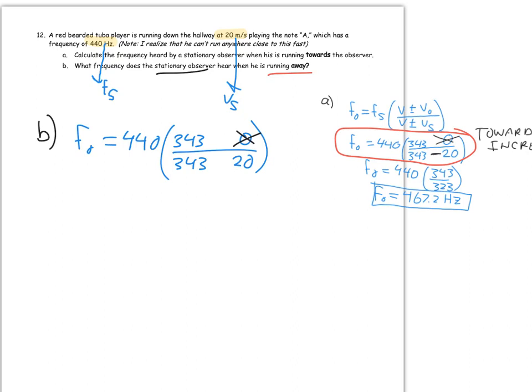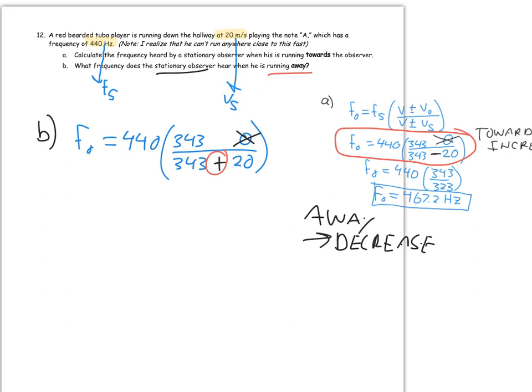And so now we know we have a situation where the source is running away, and away leads to a decrease in the frequency. Okay, and so when we're running away here, what we want to do is actually add on the bottom. And the reason we're doing that is that's going to mean that we're then dividing by a bigger number, and dividing by a bigger number means we're actually going to end up with a smaller frequency.